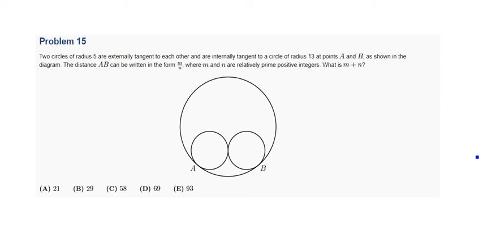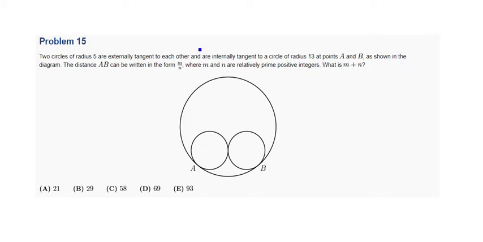Alright guys, this is problem 15 of the 2018 AMC 10 Test A. It is late at night right now, like 1 o'clock or something, but I'm still here doing math with you guys because math is just so fun.